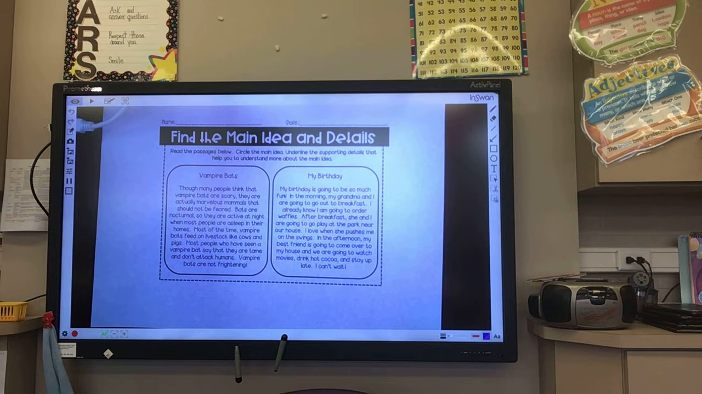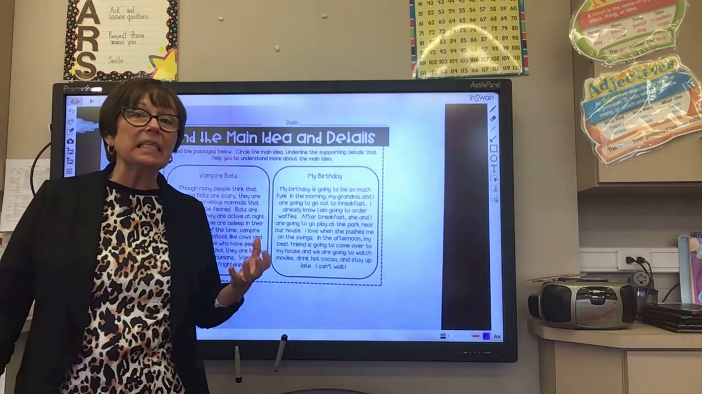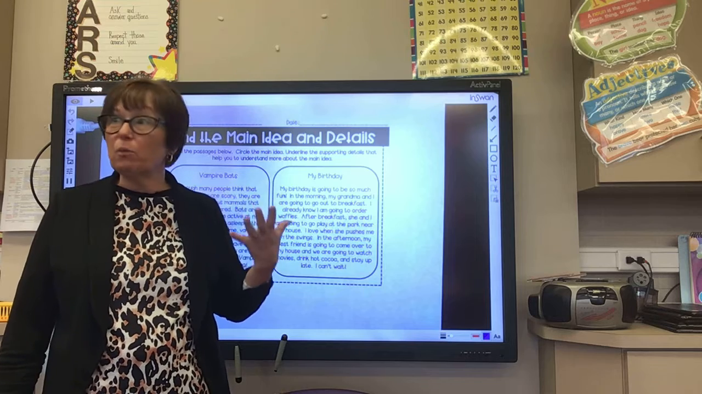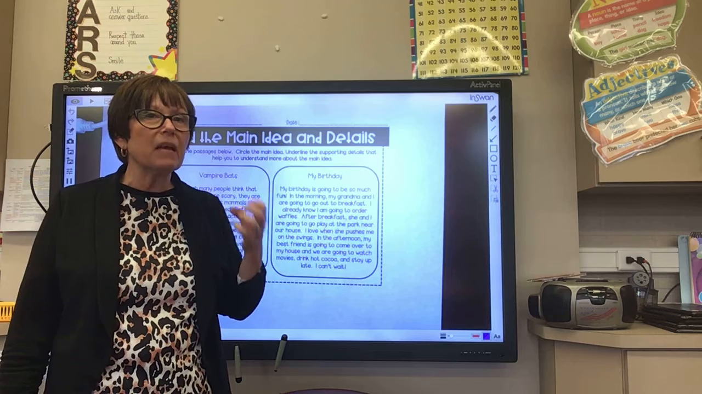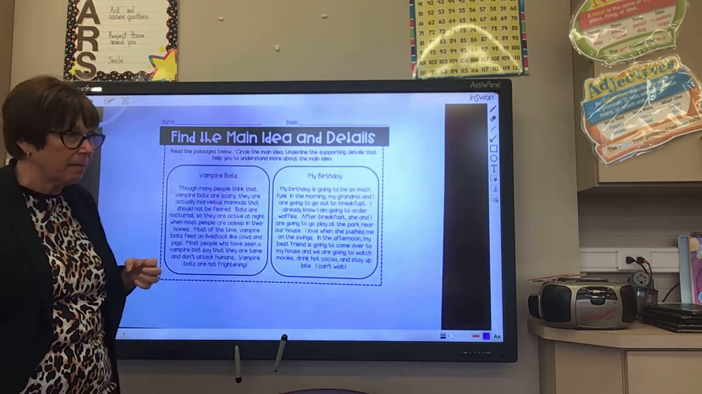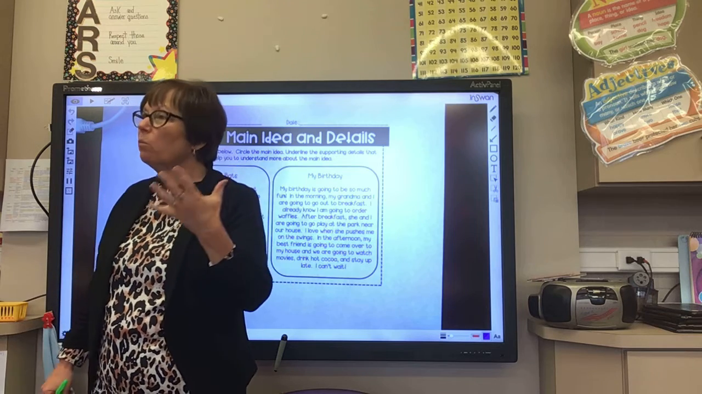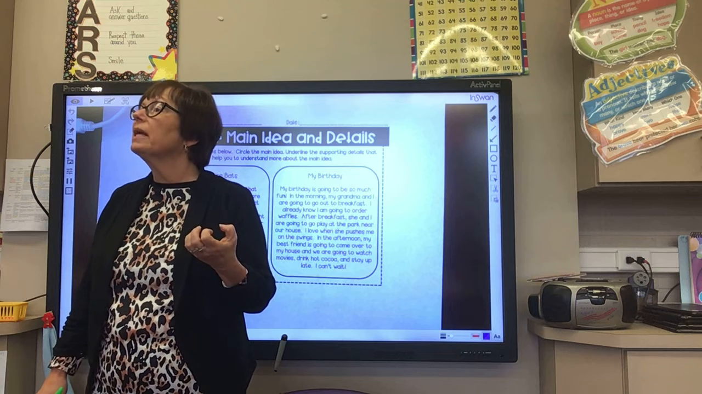Okay, so let's try to figure out, it says circle, but we're going to highlight the main idea. So what do you think the main idea of this is? Now, when we talked about main idea yesterday, we learned that the main idea can be found in 3 places. Who remembers what the 3 places are where we can find a main idea? Don't tell me what the main idea is, but who remembers where we can find a main idea in a text? What's one of the places, Leah?